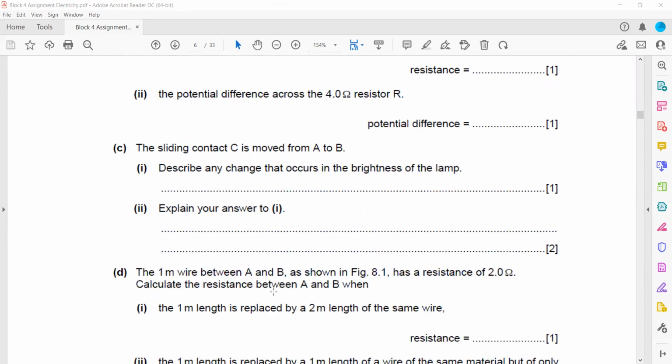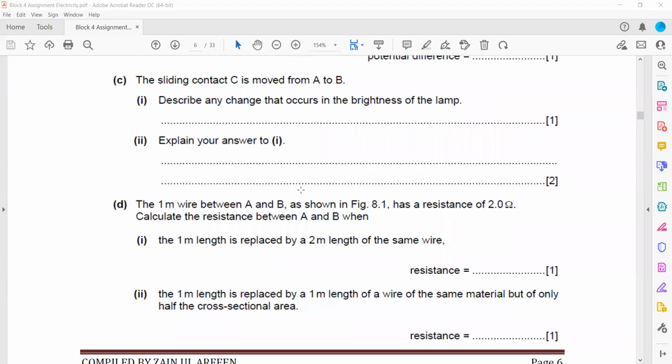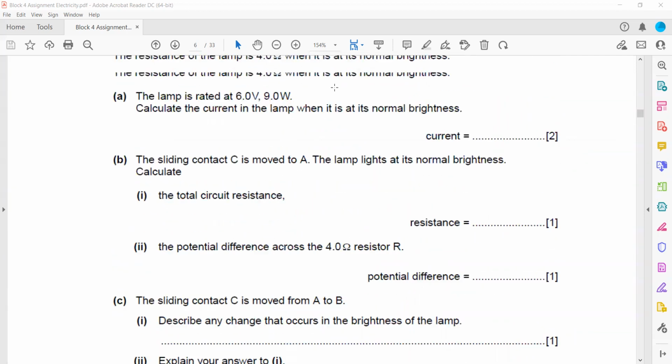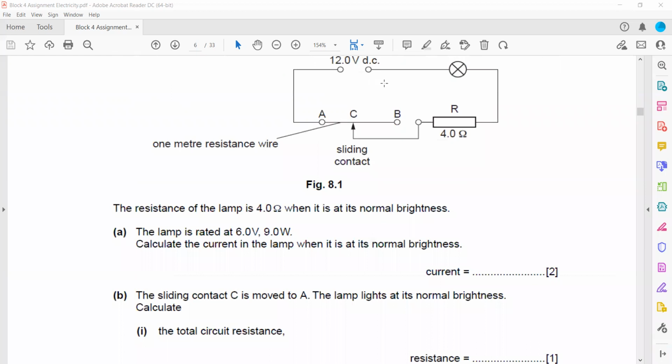Then the sliding contact is moved from A to B. Right now the sliding contact is at A, but now it is moved to B. So if we move this sliding contact to B, now this wire also has resistance.